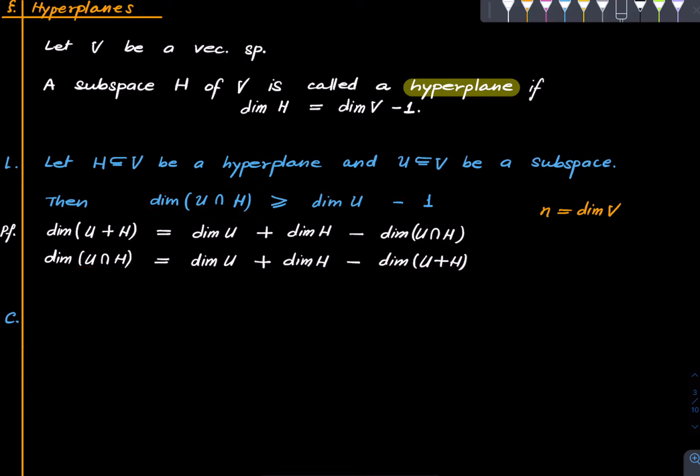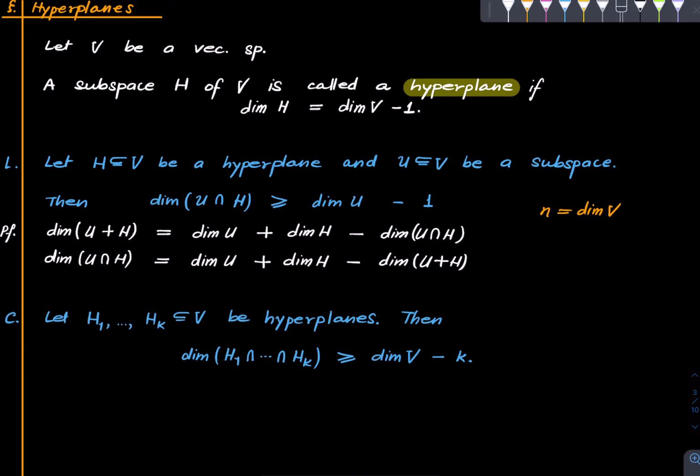And an immediate corollary of this is the following. If we have a sequence of hyperplanes in a vector space V, then the dimension of the intersection of all of them has this lower bound. So it's just repeated application of the above one that gives you this. All right.